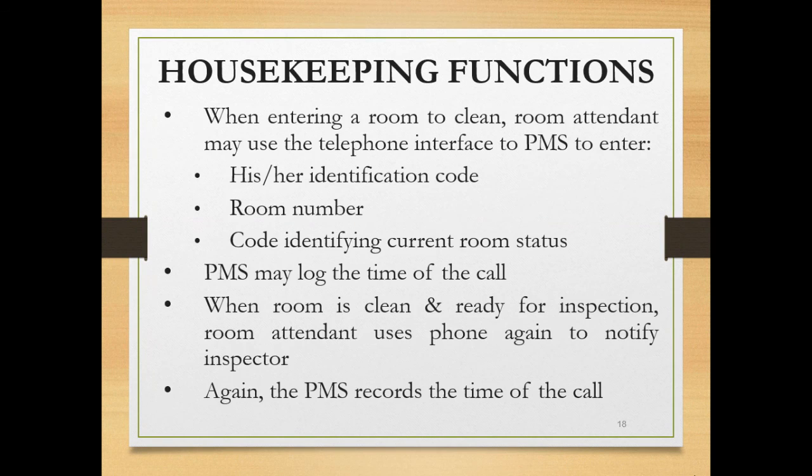Next, housekeeping function, right? Whenever you want to clean a room, you have to use the telephone inside the guest room to put in your identification code, the room number, and the code identifying the current room status. If you want to update the room status to clean, you use the phone. And PMS will log the time of the call when the room is ready and clean. The supervisor will come to inspect the room, and then the room attendant may verify that the room is already inspected and use the phone to update the current room status.